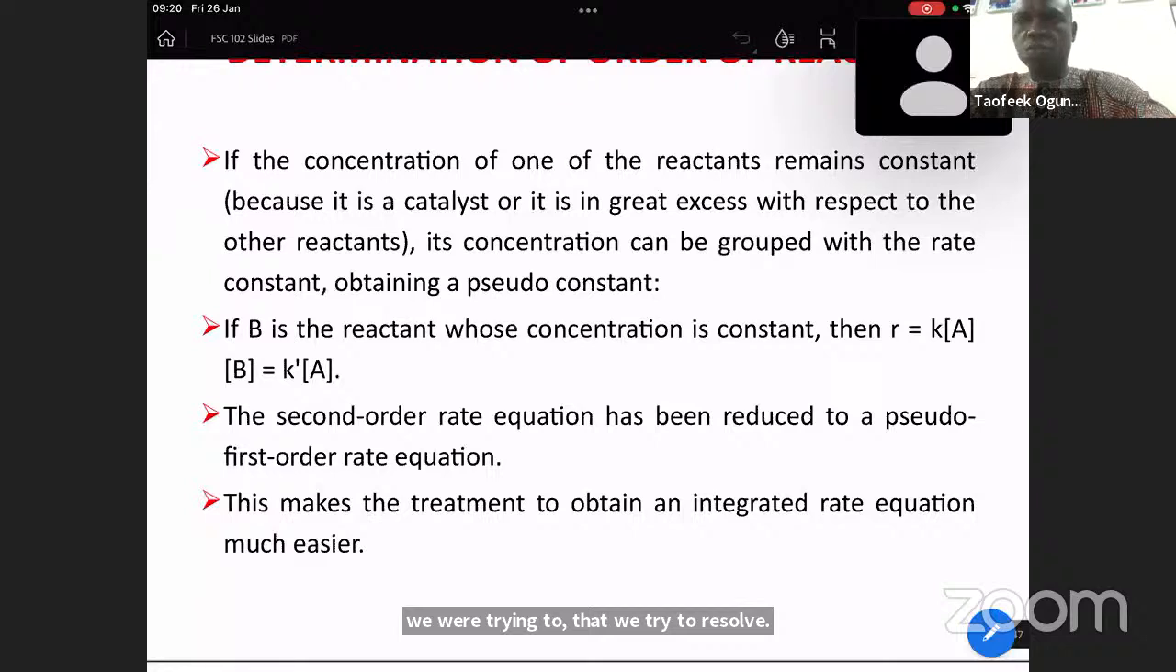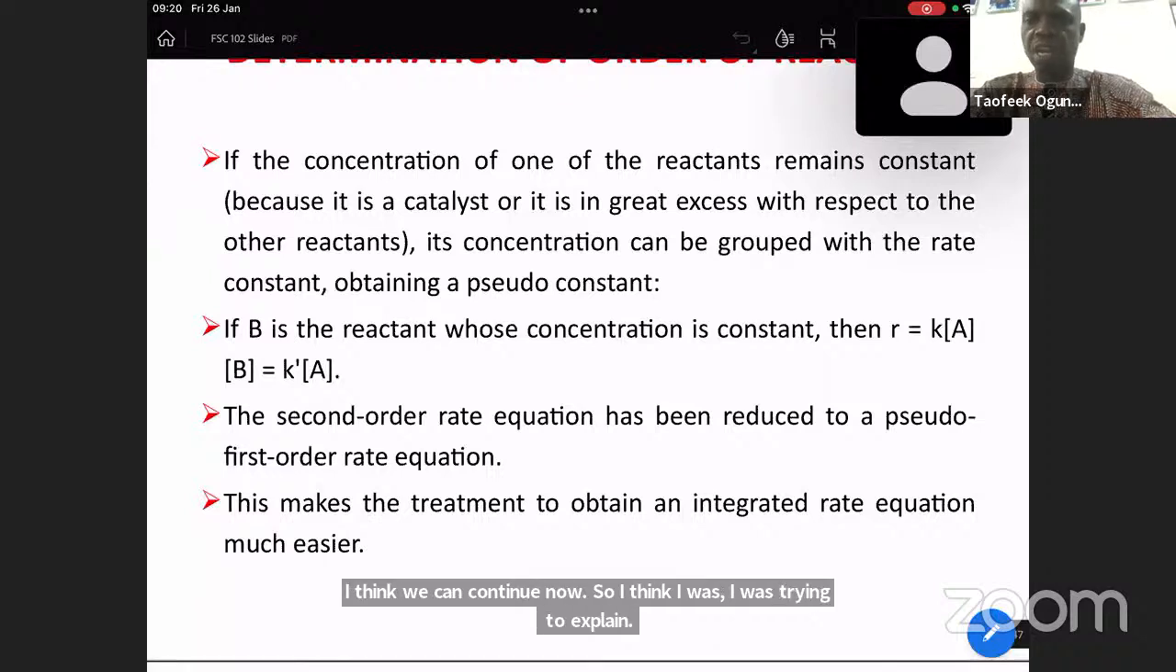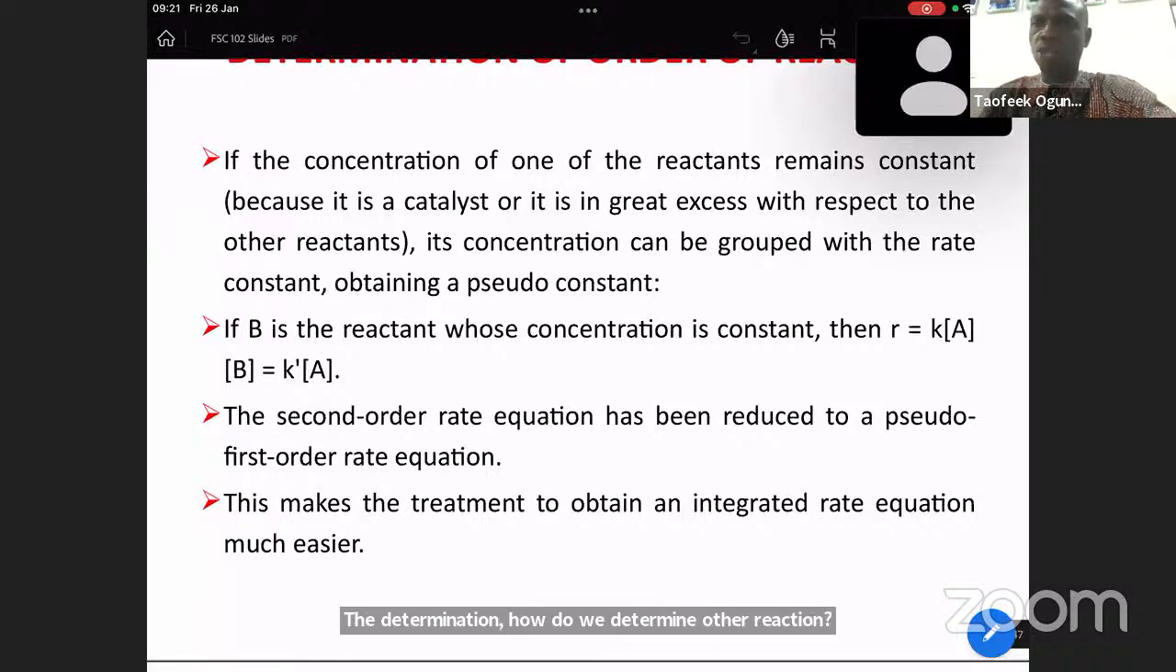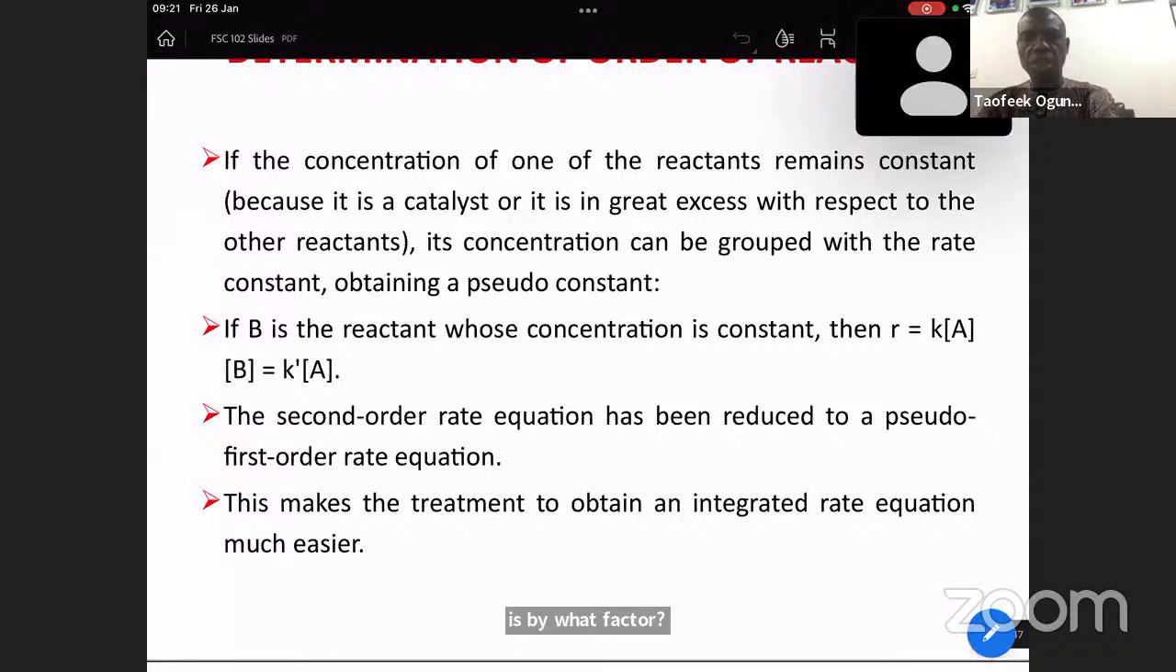So I was trying to explain the determination. How do we determine order of reaction? And like I said, to be able to determine order of reaction, the first thing is, okay, what are you even trying to find out? We already said that order of reaction is the factor by which rate increases when you increase concentration. Remember, when you're talking about order, it's about responsiveness of rate to concentration changes. So when you're looking for order of reaction, what you're looking for is by what factor does rate change if you change concentration. Essentially, that's what you're looking for.